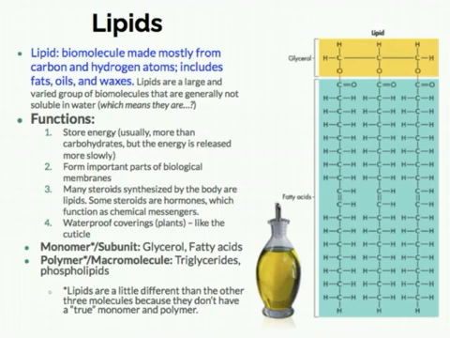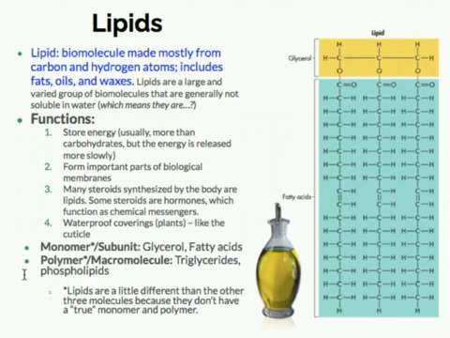Lipids can also form the waterproof coverings in plants, and if you recall, that waterproof covering from Unit 1 was called the cuticle. Now for the monomer and polymer of lipids, this is a little bit different. So lipids are a little different and they don't have a true monomer and polymer. Okay, so instead, what we call them for lipids are macromolecules and subunits.